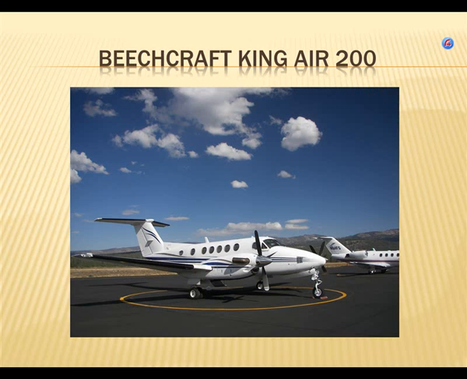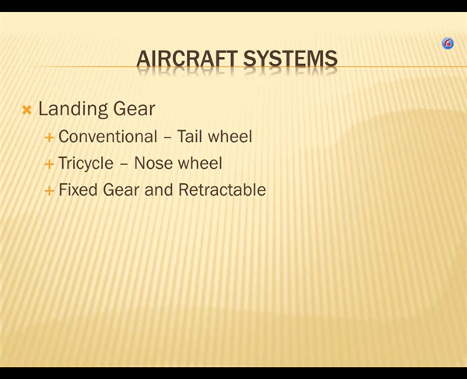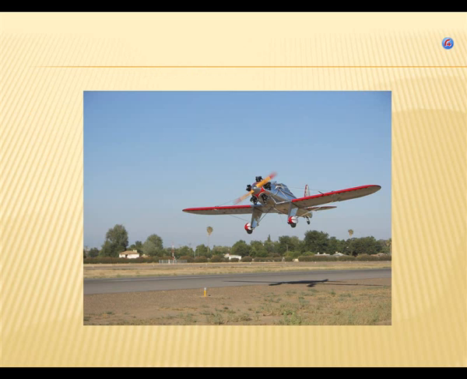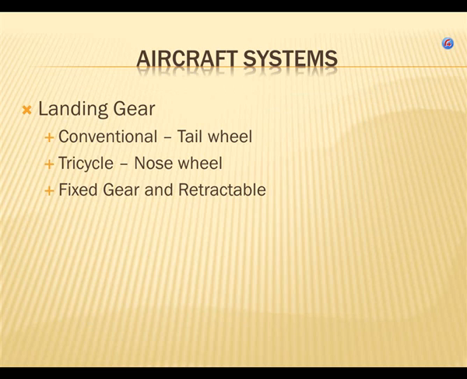Okay, here's another tricycle gear airplane, and it's retractable, isn't it? Yeah, definitely retractable. That's called a King Air. Beautiful airplane. Later on, we'll talk about the engines. You may want to make a note of what the engine looks like. Kind of a funny big old exhaust coming out the side there. We'll talk about that. Okay. So fixed gear and retractable. Everybody get that? Fixed gear and retractable.